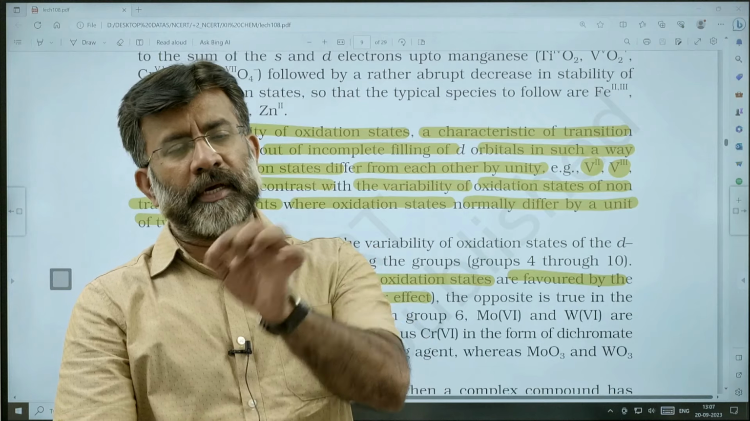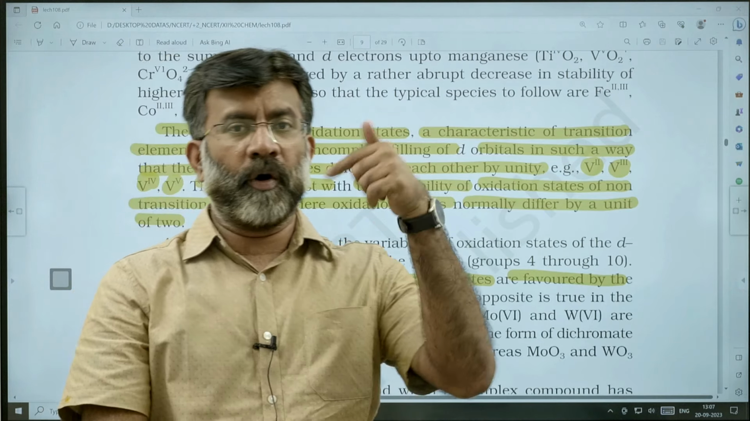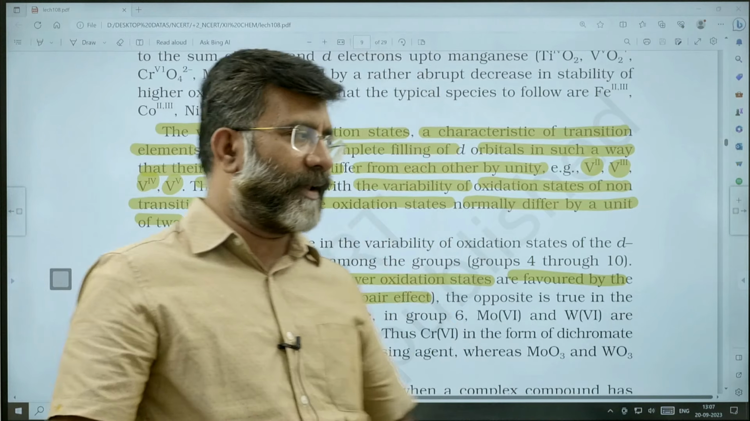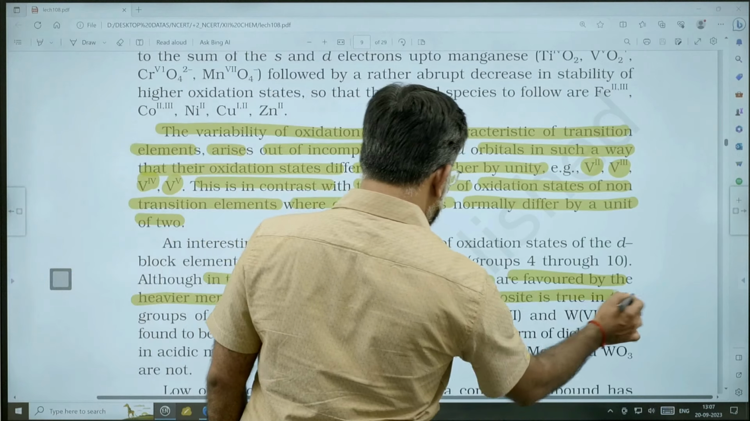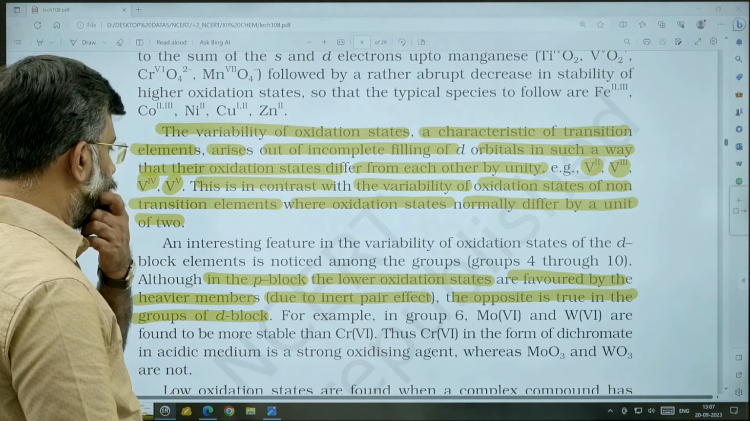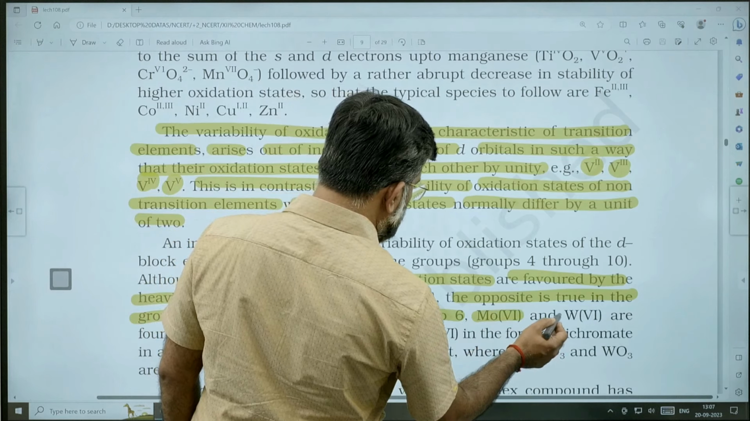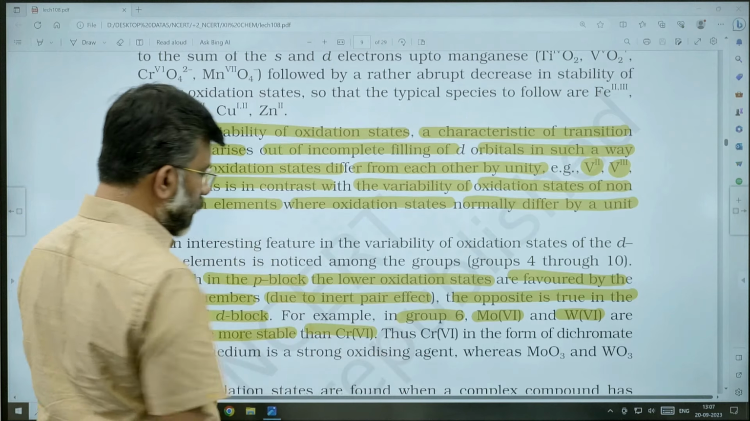Now, due to inert pair effect in p block, for heavy members, lower oxidation state is more stable, while here it is not like that. The opposite is true in the d block. For example, in group 6, molybdenum 6, tungsten 6 are found to be more stable than chromium 6.